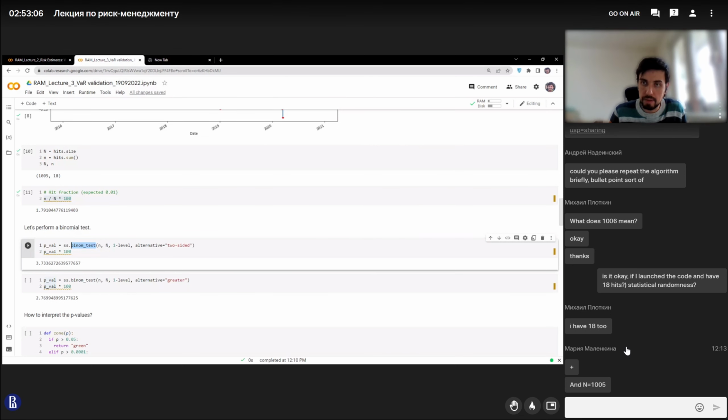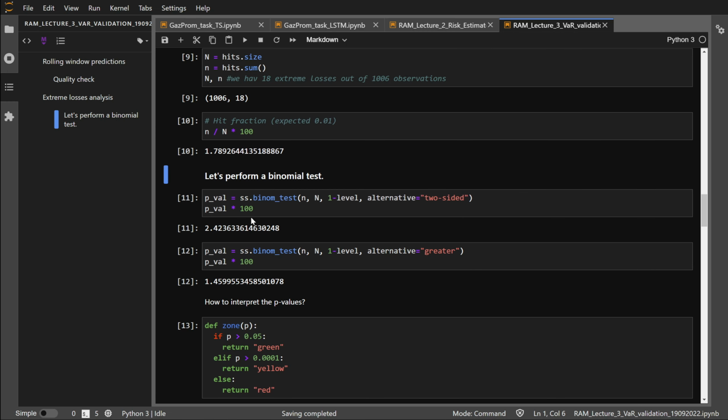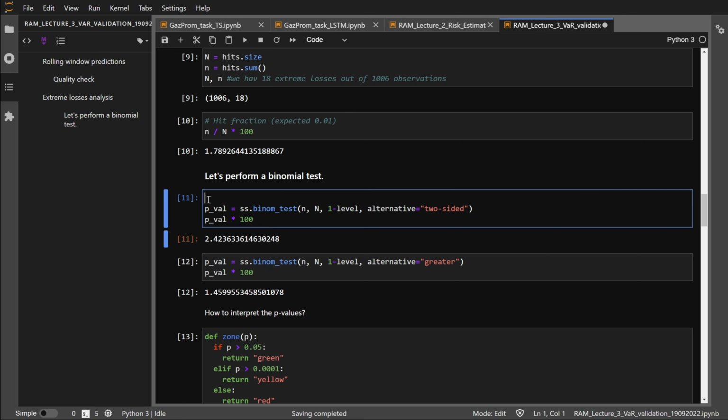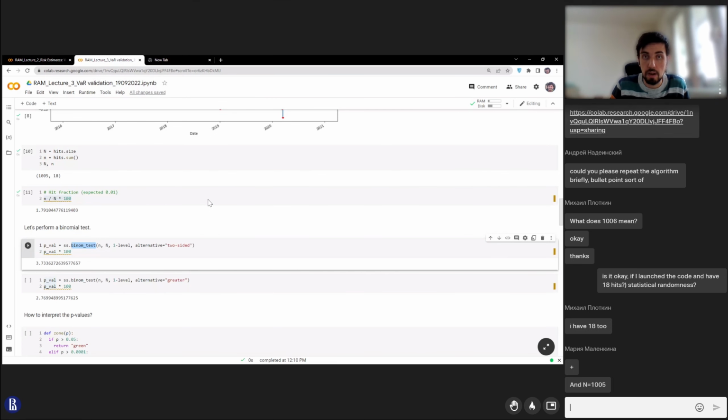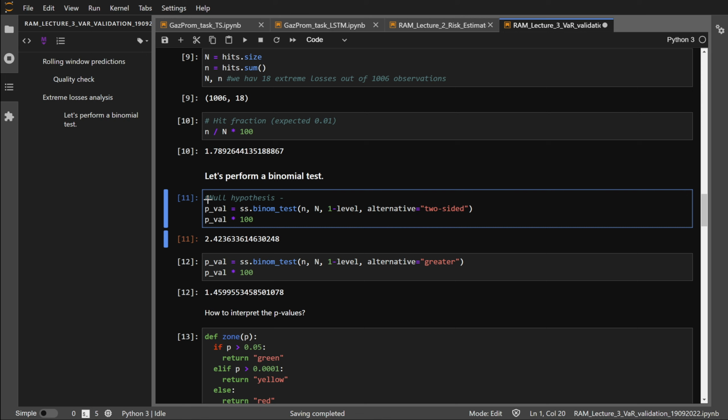From this hypothesis, we can infer that the number of hits that we observe over our sample has a binomial distribution with a probability of success of 1%, right? Which corresponds to 1% of extreme losses.